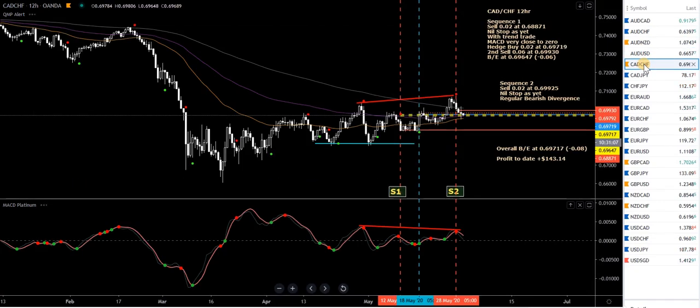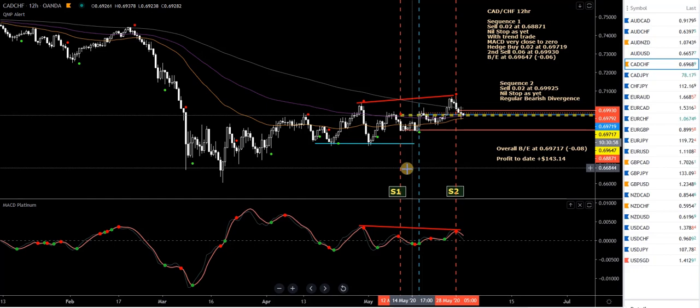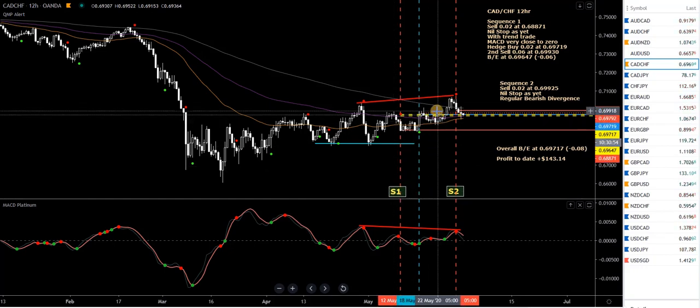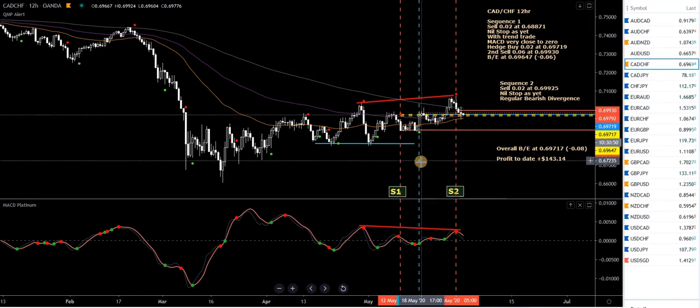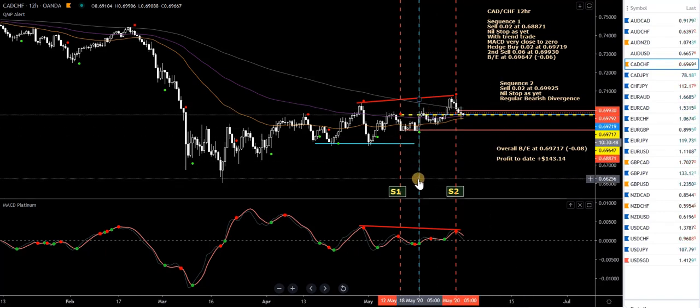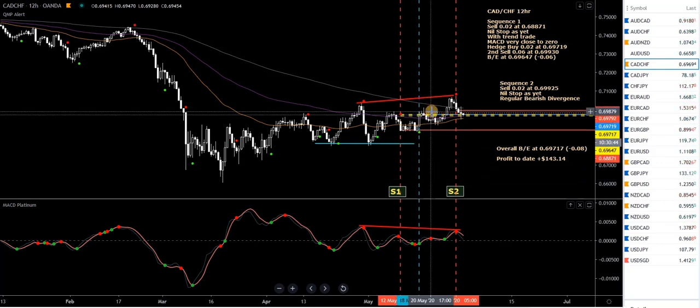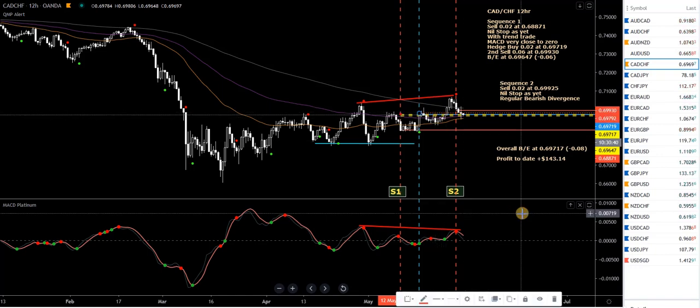CAD Swiss, sequence 2, buy. So there was a buy trade in here, and there still is because it's a part of sequence 1. But it was stopped out, so I had a profit of $1.28, which has been added to the list. So that buy was an independent buy taken on this candle here. So I can get rid of that. Hopefully that's the right line.